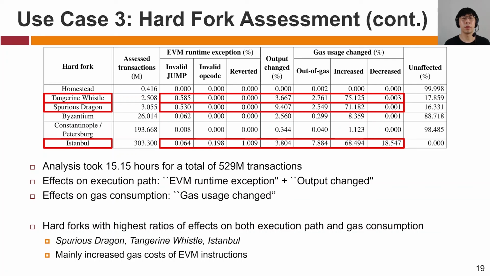These hard forks mainly increased gas costs of EVM instructions, so updating the gas system is likely the main cause of problems on already deployed contracts.